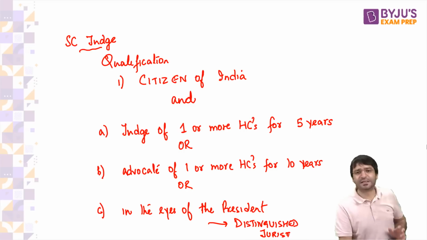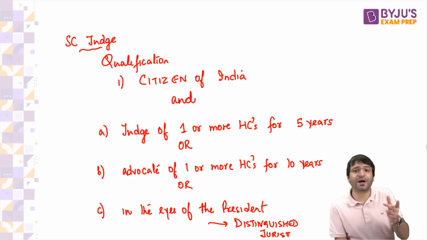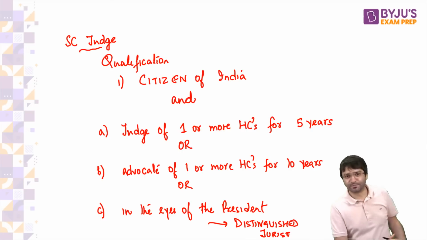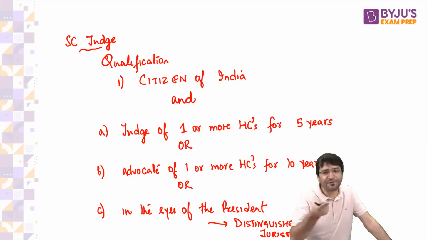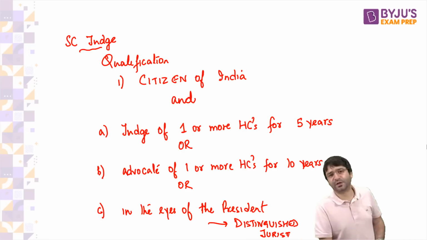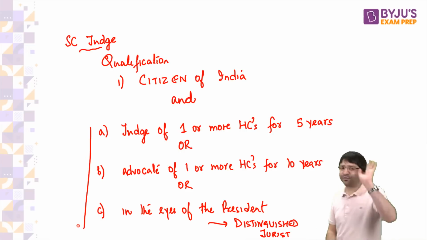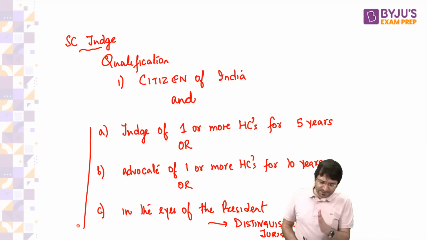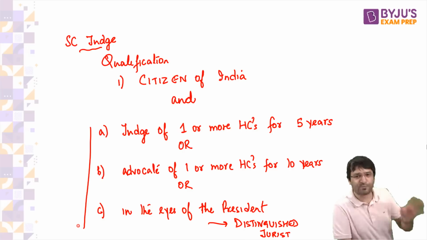But who is going to be this Attorney General? Number one, this person should be qualified to be appointed as the judge of the Supreme Court. You should not be the judge of the Supreme Court, because if you are a judge of the Supreme Court, you cannot be appointed. But you should be qualified to be appointed as the judge of the Supreme Court. What is the qualification? You have to be the citizen of India. If you are a citizen of India, then you have to meet one of these 3 criteria. You are a citizen of India, and at the same time, you are judge of one or more high courts for 5 years. You are qualified to be appointed as the Supreme Court judge.